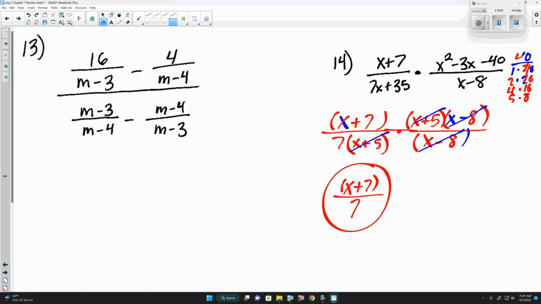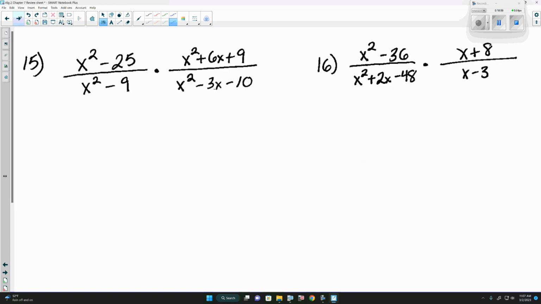Questions on any of this here? 15. So multiplication, we can go and just start factoring first. x squared minus 25. Two terms, one squared. Is x squared a perfect square? Yes, it's x and x. Is 25 a perfect square? 5 and 5. So we'd have x plus 5 times x minus 5.